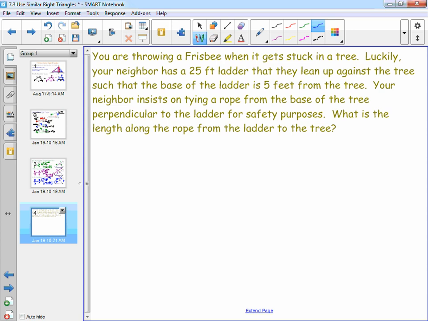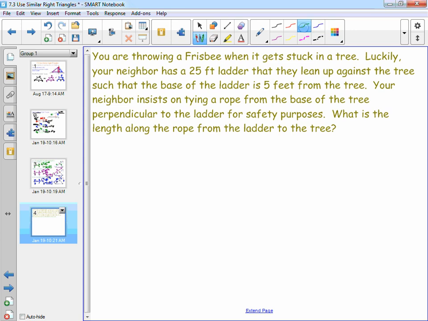This one, a word problem. You are throwing a frisbee when it gets stuck in a tree. Luckily, your neighbor has a 25-foot ladder that they lean up against the tree, such that the base of the ladder is 5 feet from the tree. Your neighbor insists on tying a rope from the base of the tree perpendicular to the ladder for safety purposes. What is the length along the rope from the ladder to the tree?